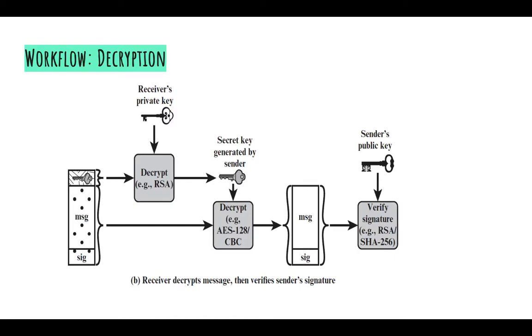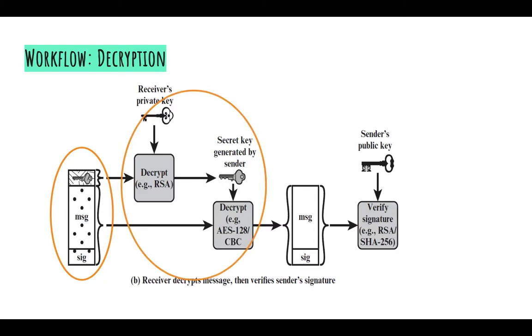For the decryption process, after the receiver receives the encrypted message, the receiver uses RSA with the receiver's private key to decrypt and recover the secret key created by the sender. Then the receiver uses this key to decrypt the message digest using the AES-128 algorithm and cipher block chaining. The receiver generates a new message digest for the message and compares it with the decrypted hash code. If the two match, the message is accepted as authentic.